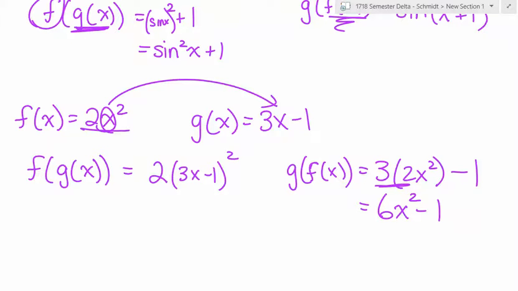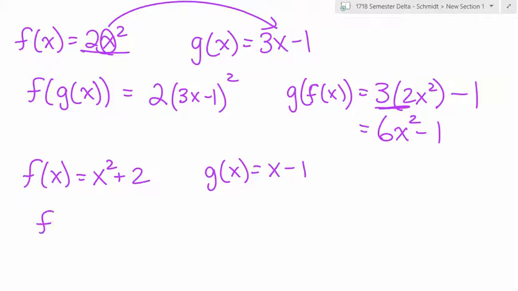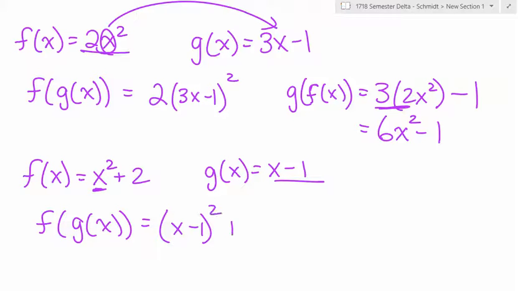Let me show you one more. So say I had f of x equals x squared plus 2, and I had g of x equals x minus 1. Say I wanted to find f of g of x. So I'm getting my f function, which is x squared. But instead of the x, I'm sticking in the g of x. So I've got (x minus 1) squared plus 2.